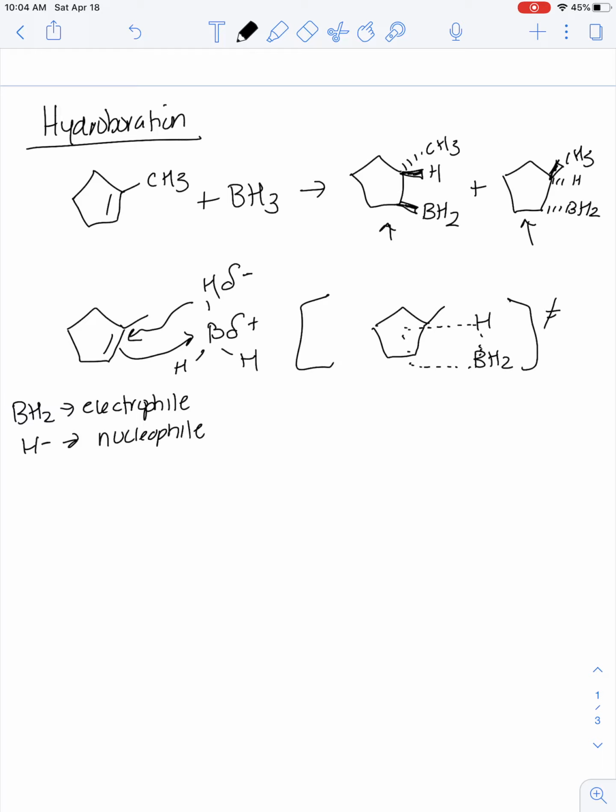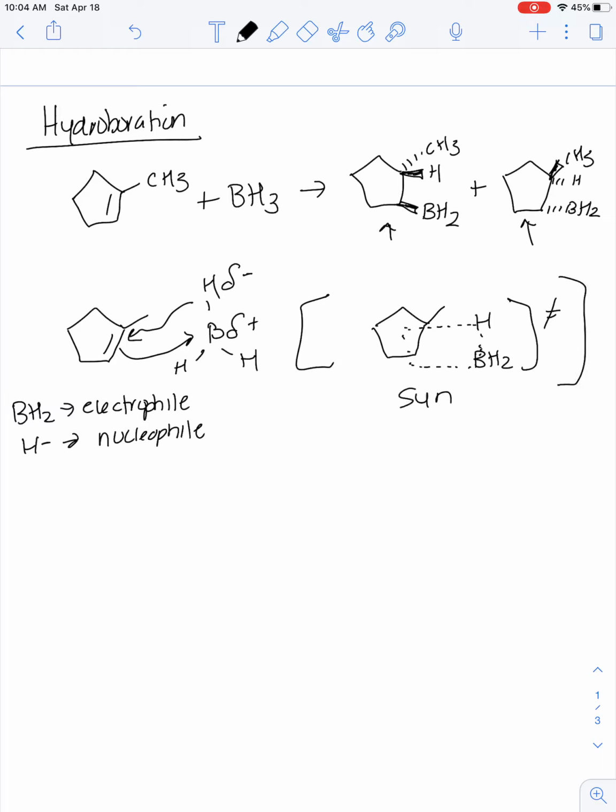Borane is going to add to the less hindered or less substituted, and hydrogen is always going to add to the more substituted. So remember, why hydrogen? Think about it. Why is it going to add to the more substituted? It's going to be attracted to the greater partial positive charge, and the more substituted carbon atom will have that greater positive partial charge.